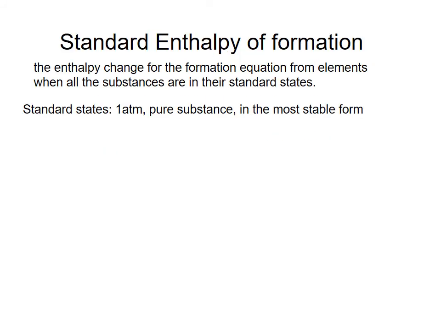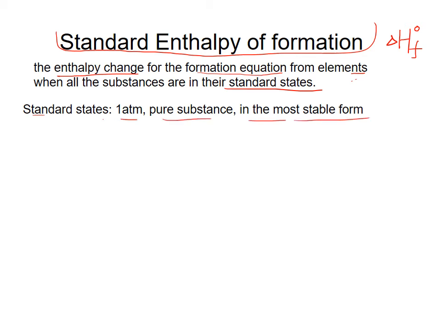One application of Hess's law is to use the standard enthalpy of formation to calculate the enthalpy change of a reaction. The standard enthalpy of formation, represented by delta H degree f, is defined as the enthalpy change for the formation equation from elements when all substances are in their standard state. The standard state is defined as 1 atmosphere, pure substance, in the most stable form.